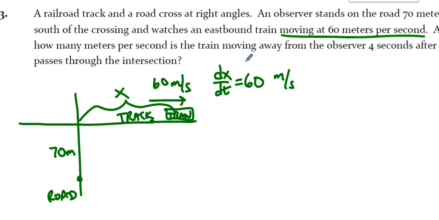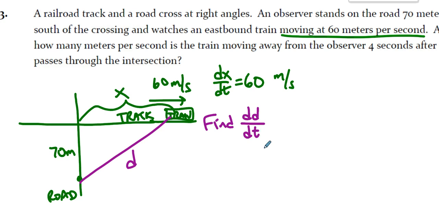At how many meters per second is the train moving away from the observer? That's this distance. So what are we looking for? We're looking for the rate of change of that distance with respect to time 4 seconds after it passes through the intersection. So we ask ourselves, how do those quantities relate?